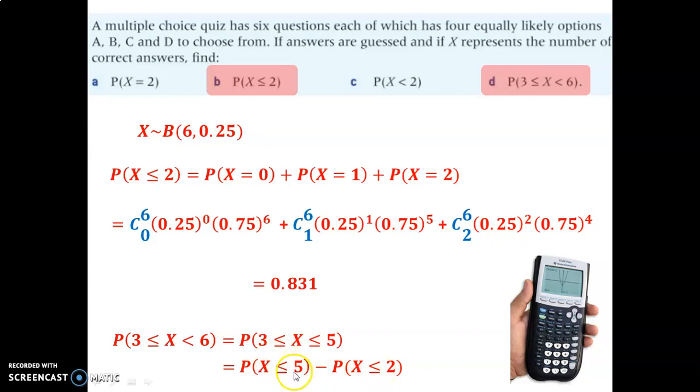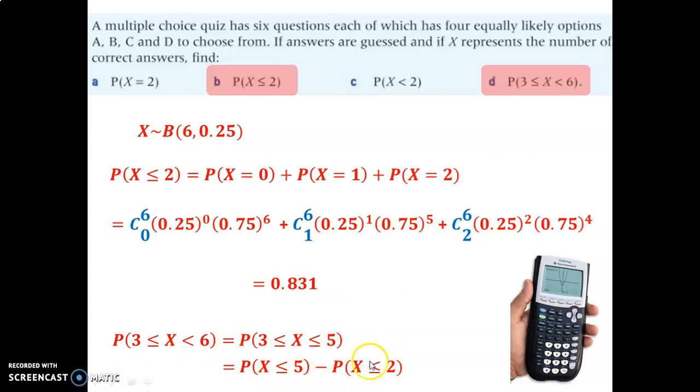Because if you say the probability of it being less than or equal to 5, you're saying it can be 5, 4, 3, 2, 1, or 0. But since we only want 3, 4, and 5, we don't want all the way from 5 down to 0, we want only 5 down to 3, so we subtract away the values of x less than or equal to 2, because that would be 2, 1, and 0. So it's like we have 5, 4, 3, 2, 1, 0 here, and we subtract 2, 1, and 0 here, and we're left with 5, 4, and 3. So think about that for a moment and see if it makes sense.